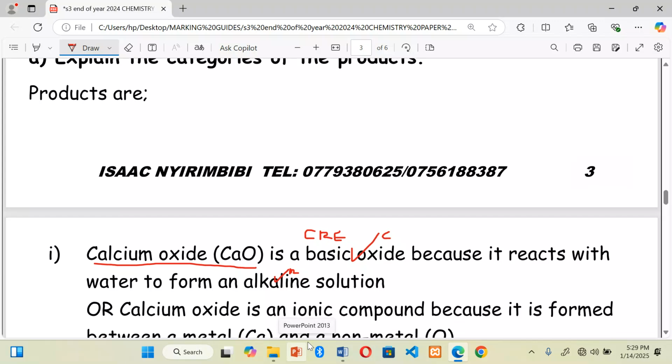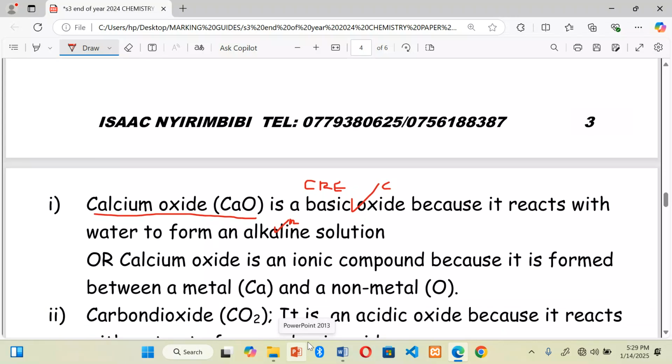But now another person could say calcium oxide is an ionic compound. And that is another way. Please don't put both answers. This is for our discussion. We are discussing.